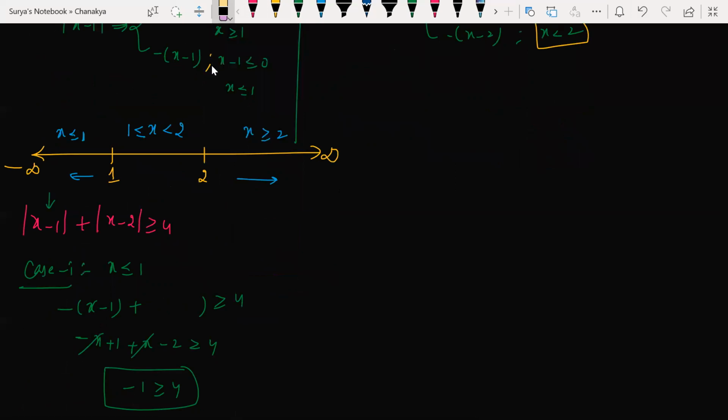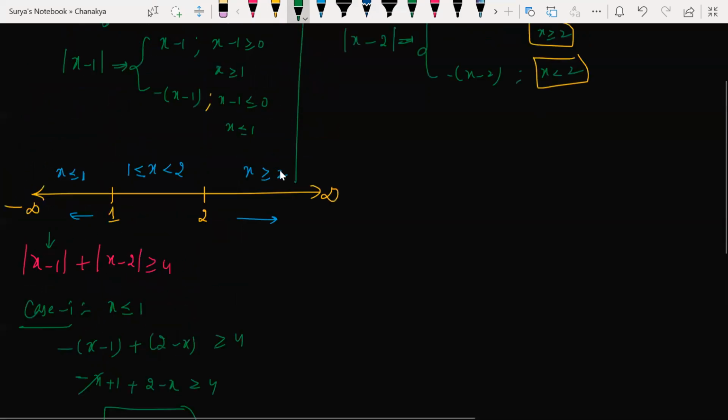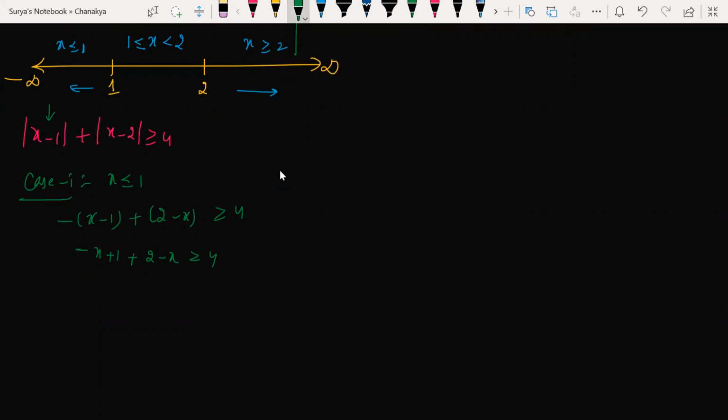All right. So x minus 2 is nothing but 2 minus x. So what are you going to get? Minus x will not get cancelled now. So minus 2x plus 3 greater than or equal to 4, minus 2x greater than or equal to 1.